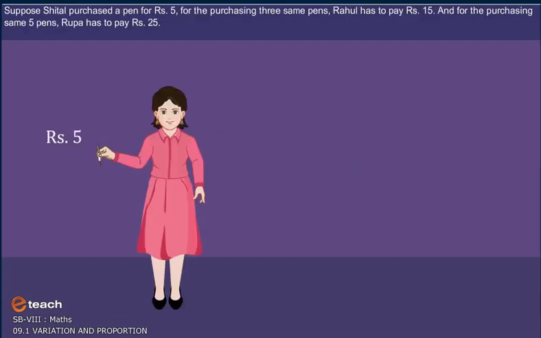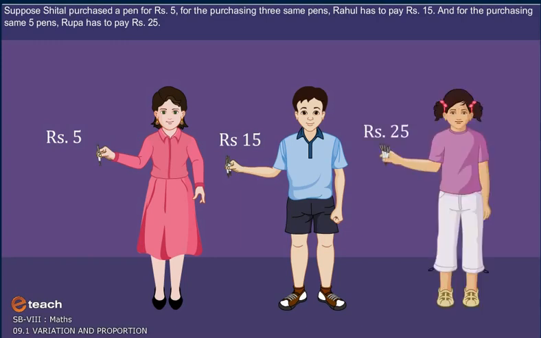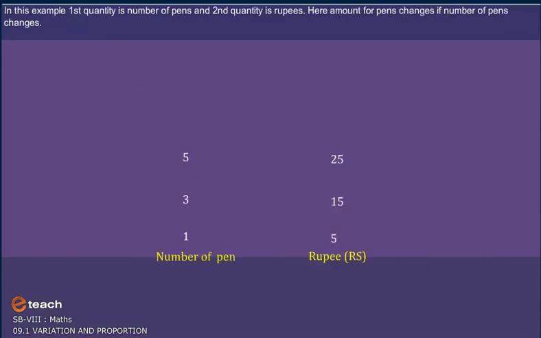Suppose Sheetal purchased a pen for ₹5. For purchasing 3 same pens, Rahul has to pay ₹15. And for purchasing the same 5 pens, Rupa has to pay ₹25. In this example, the first quantity is the number of pens and the second quantity is rupees. Here the amount for pens changes if the number of pens changes. Such changes in two quantities are called variation.